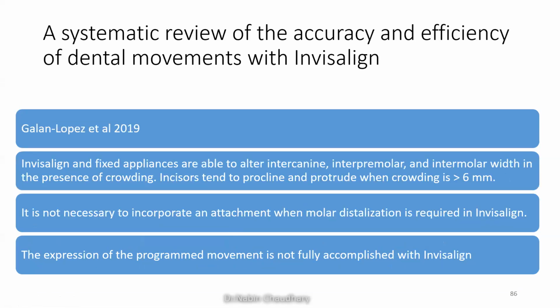There is another systematic review by Guerrero Lopez et al. in 2019, who said that Invisalign and fixed appliances were able to alter the intercanine, interpremolar, and intermolar width in the presence of crowding. Whereas if the crowding is more than 6 mm, then the incisors will tend to procline and protrude. They also said that for molar distalization, an attachment is not required. And the expression of the programmed movement is not fully accomplished with Invisalign, as planned with the ClinCheck software.